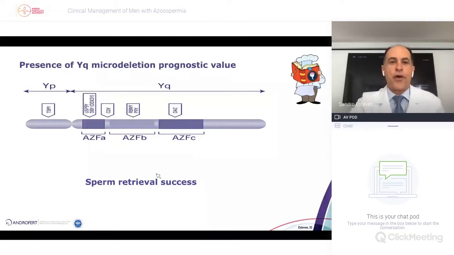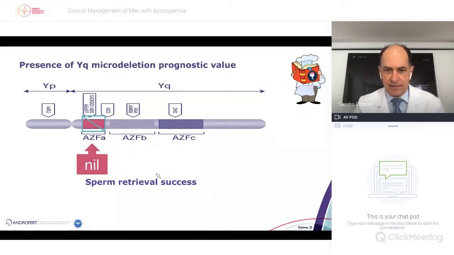Why is it important? Well, because the presence of Y chromosome microdeletion has prognostic value. For instance, if the report comes with a deletion involving the AZF-A region, there is no point in offering this patient sperm retrieval, because this patient will not have any sperm in the testicle. There's no residual area of spermatogenesis.